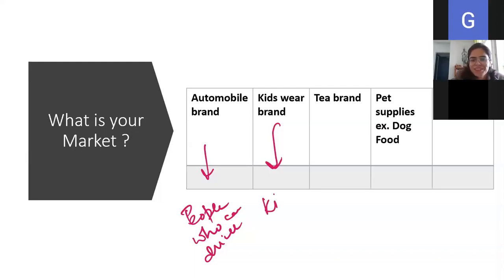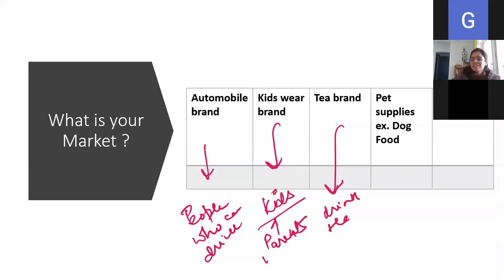Okay, but kids can't take decisions themselves. Parents are going to become the market. That's why I'm saying people who have kids, not the kids. Yes, exactly, parents, right. For a tea brand, people who drink chai. Ma'am, tea lovers. Ma'am, old people. Health conscious people. Again, health conscious people, old people, no, they are not the only ones.